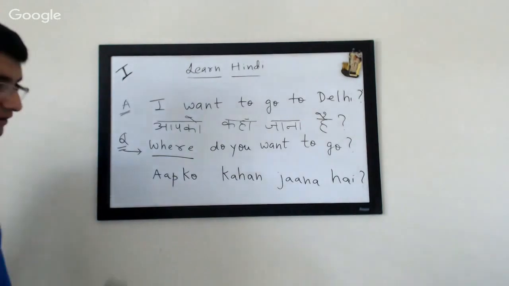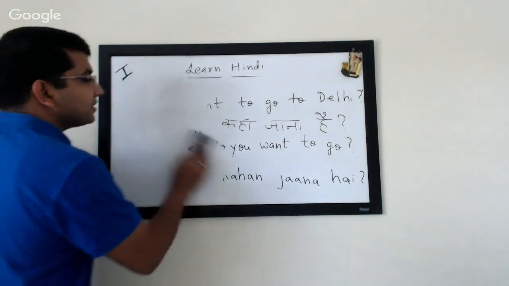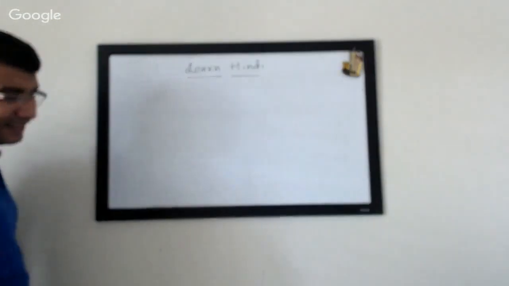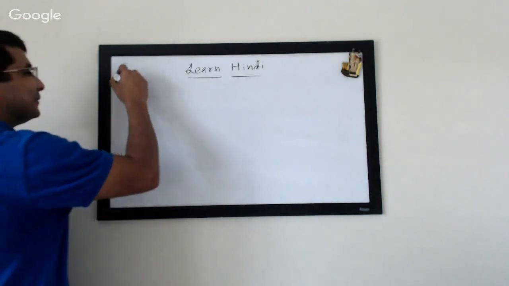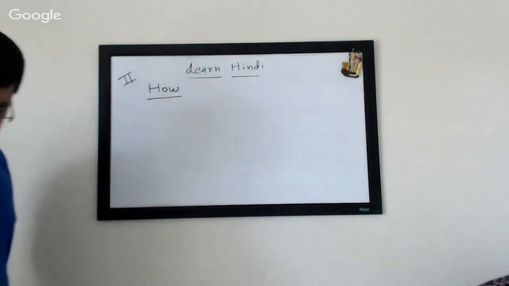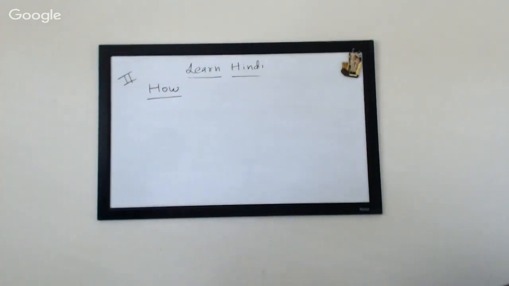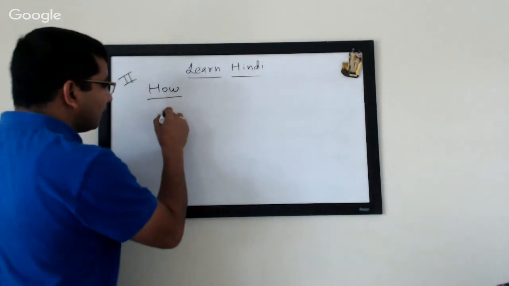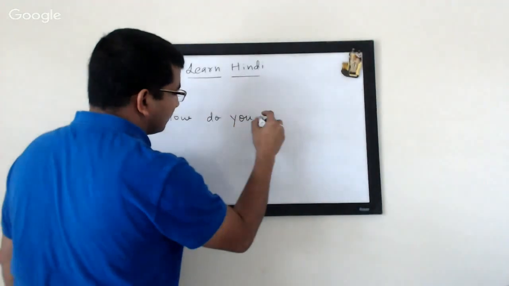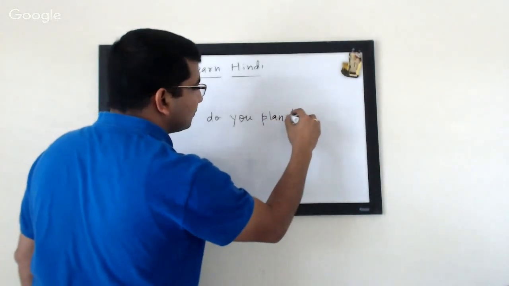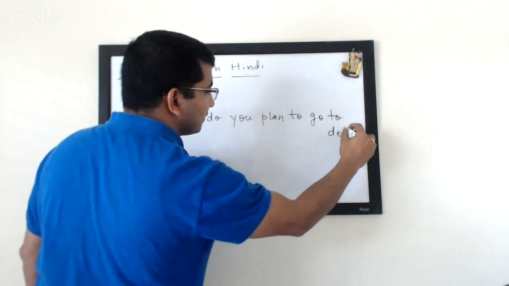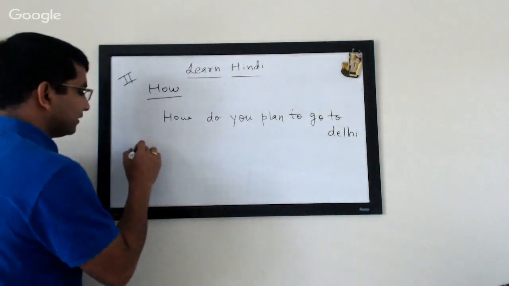Okay, good. Very good. So let's do the next part. You've decided that you want to go somewhere. The second thing is, how do you want to go there? How are you planning to go there? This one will be shorter. How do you plan to go to Delhi? Or how do you want to go to Delhi?